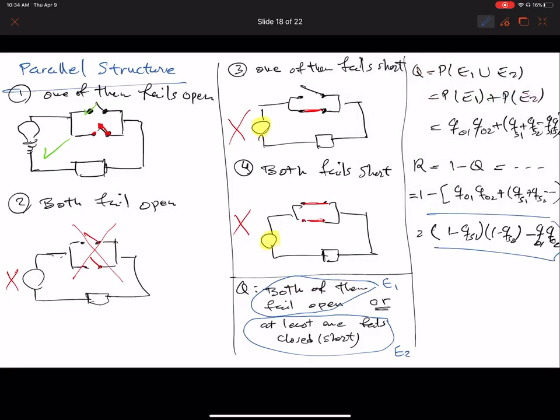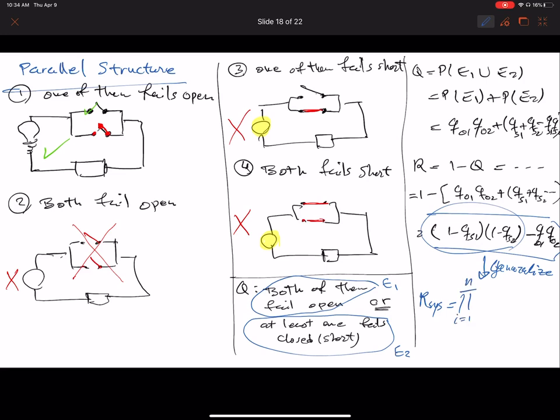This is what we want. And let's generalize that like we did before for the series structure. I would write the reliability of the system is the probability that none of them fails short, because if any of them fails short, the entire system will be failed, will be always closed circuit. So the probability that none of them fail short: the first one doesn't fail short and the second one doesn't fail short, so it's a product of them.